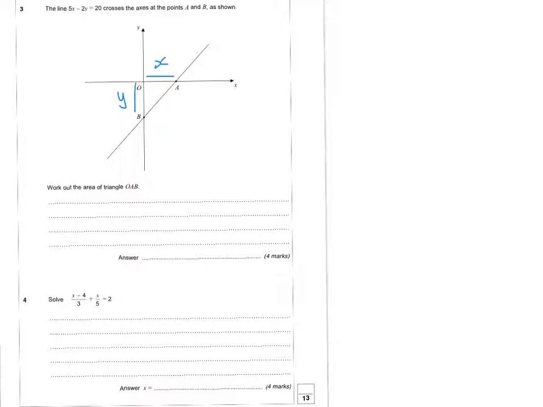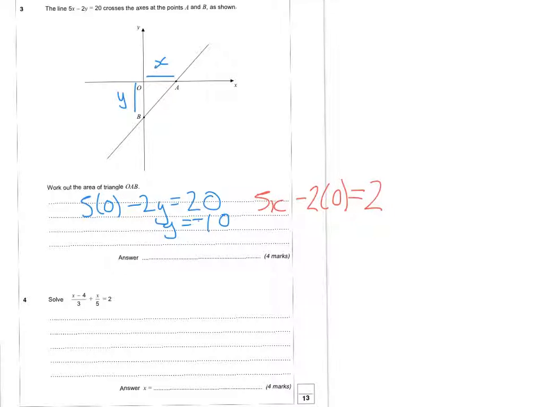So when x is 0, 5 times 0 minus 2y equals 20, y equals -10. When y is 0, 5x minus 2 times 0 equals 20, x equals 4. The area of the triangle therefore would be 1/2 of 10 times 4, which is equal to 20 units squared.